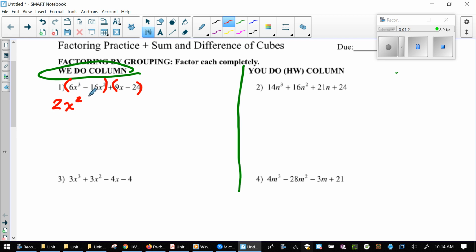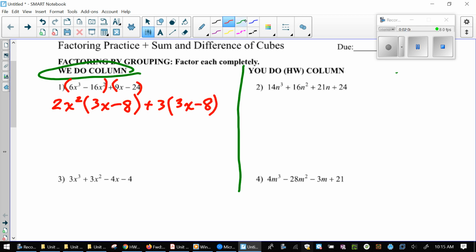Now, what's left on the inside? 2 times 3 gets me back to that 6. X squared times x gets me back to that x cubed. Keep my minus. 2 times 8 gives me 16, and x squared times 8 gives me that x squared back. So there's my first group. Now keep that plus, that's very important, and look at our second group. We have 9x minus 24. 3 goes into both of those. We factor out that 3, and 3 times 3 is 9. So we still have that x, and 3 times 8 is 24.